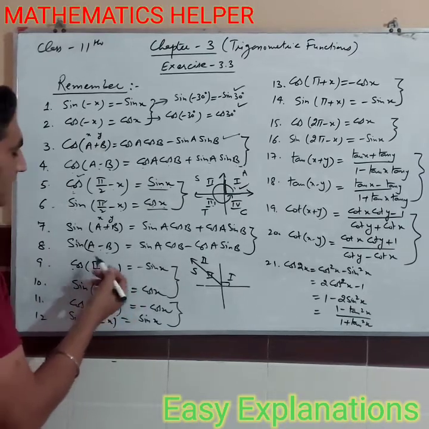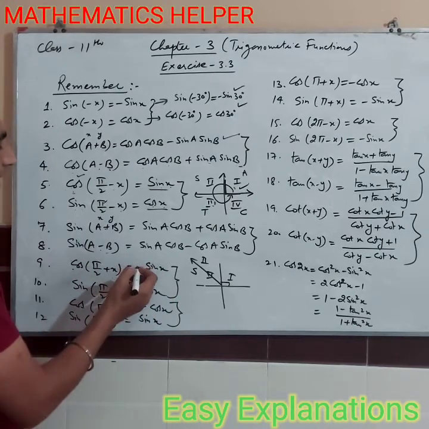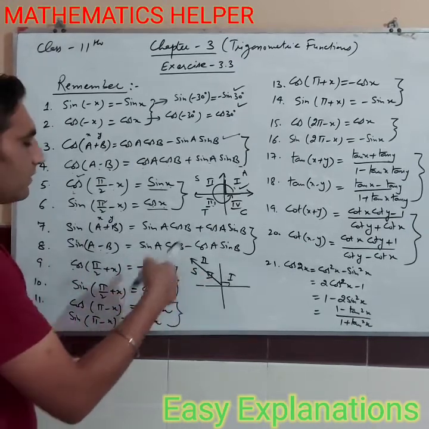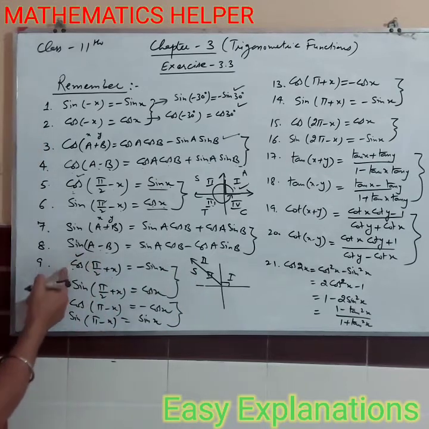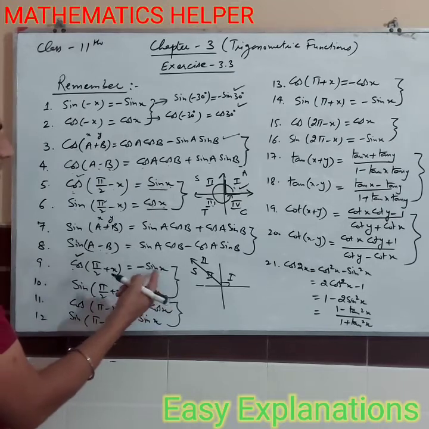So 90 degree means you have to change the name of cos into sine. So it is sin x, by leaving 90 degree, but sine will come before it. Cos in the second quadrant is negative, so we have to write it as minus sine x.